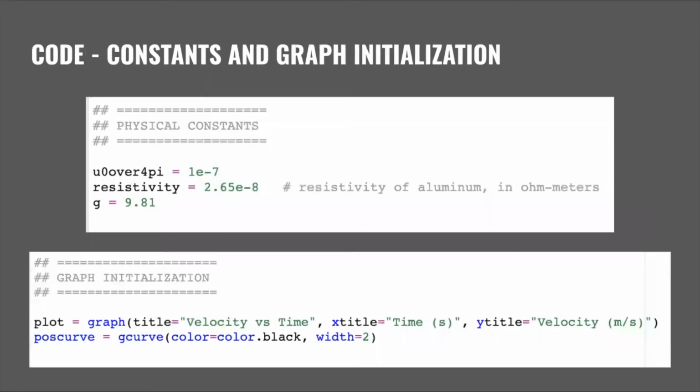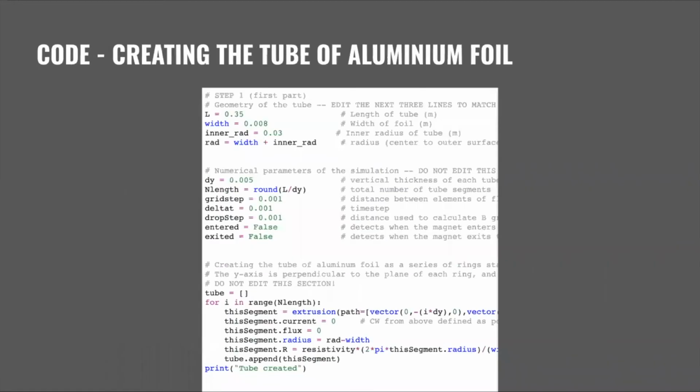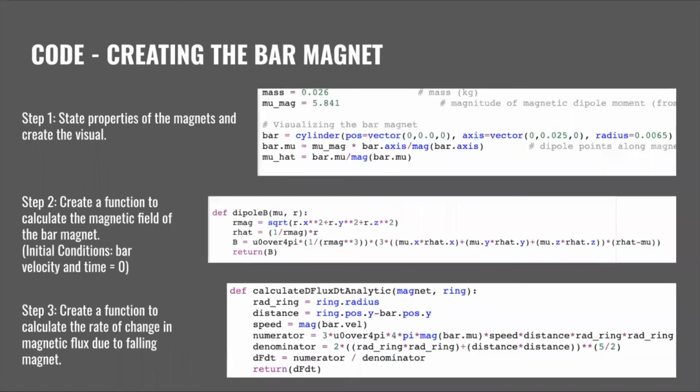Moving on to the computational model, here we know the constants and the initialization of the graph. Then we create the tube of aluminum foil using this code. And then we create the bar magnet. And here is where the formula for creating the rate of changing magnetic flux of the falling magnet, which is essentially the EMF.